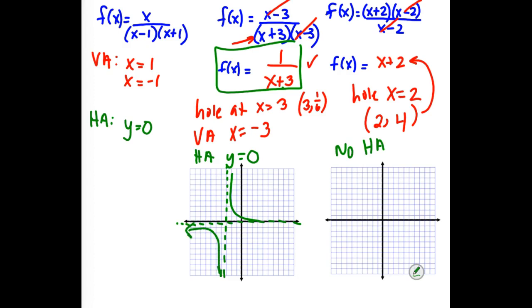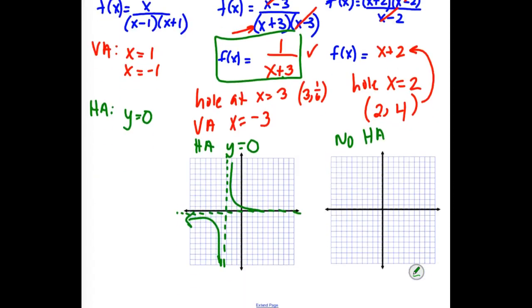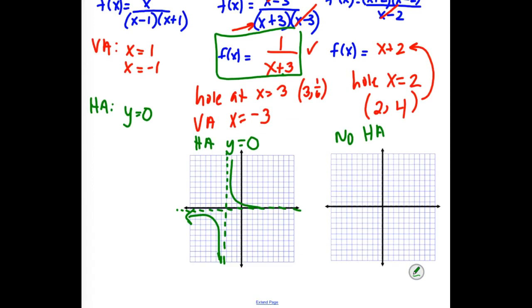Agree with that? Now, the graph of that is going to be identical to the graph of the original one with one exception, and that's the hole. The original function has a hole. The simplified version doesn't appear to have a hole. But we have to put that hole in because we're graphing the original function. We said there's a hole at the point 3, 1/6.